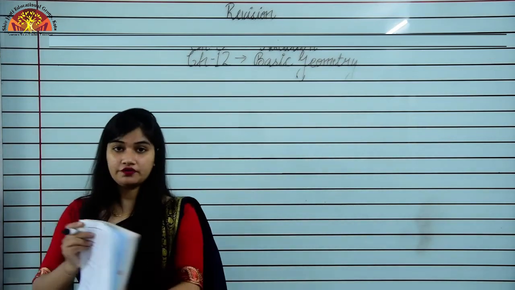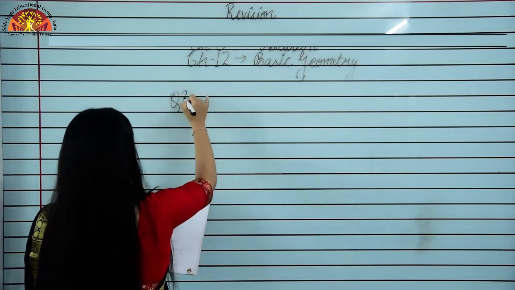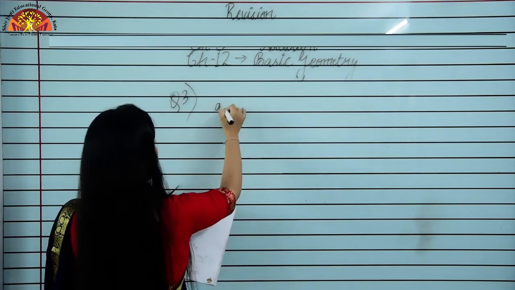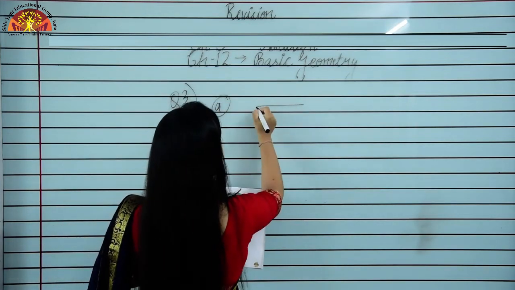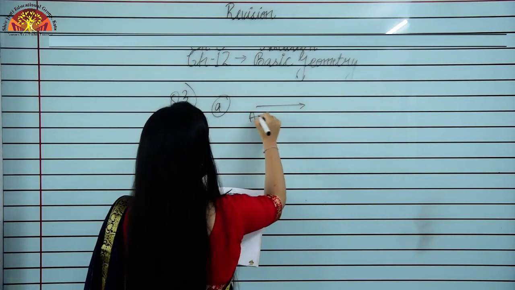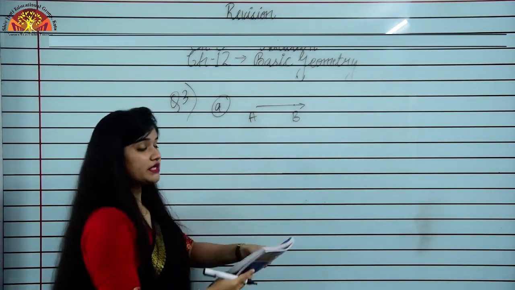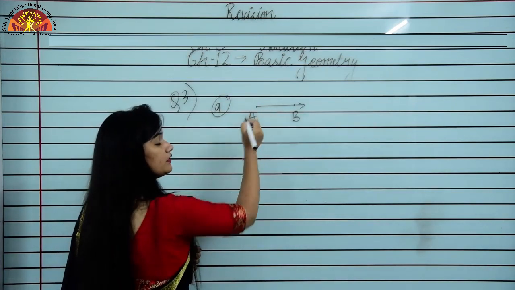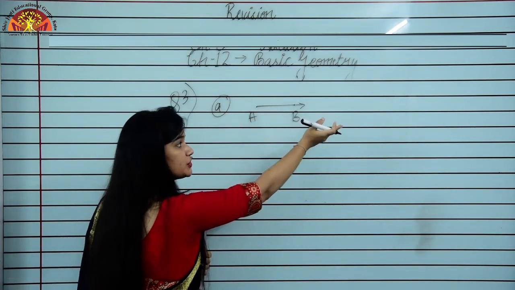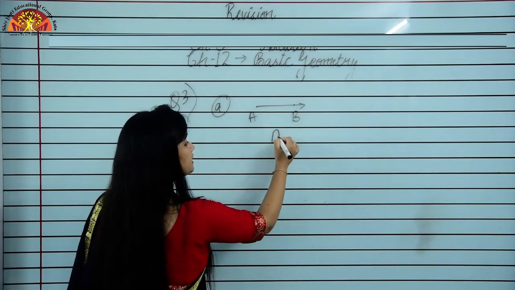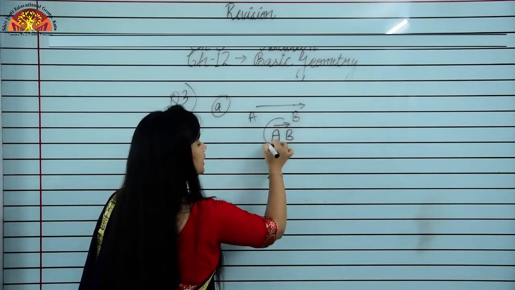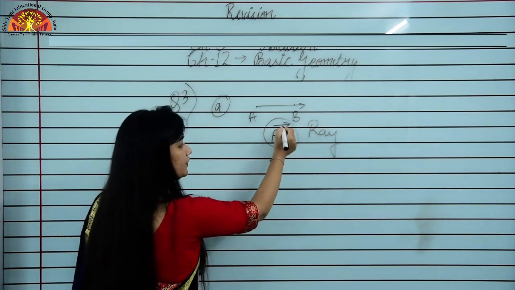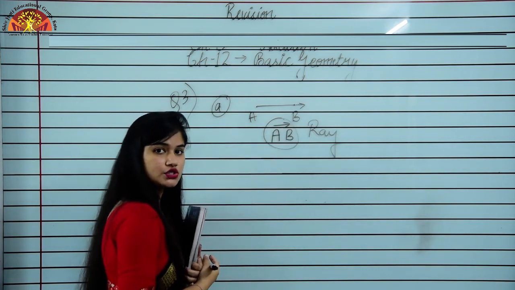Students, open page number 159, question number 3. Name the following figures and we are observing A part. So students, look at this figure, A, B. What is this? This is a line segment or a ray. As we know, there is only one end point and this is going in this direction. इस direction में आगे जा रही है. It means AB is a ray. और इसे हम कैसे show कर सकते हैं? We have to write AB and we have to show an arrow here. Understood?